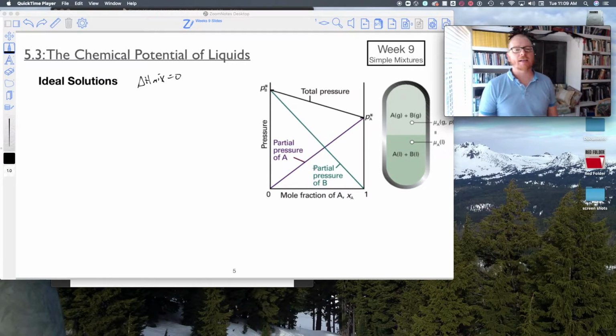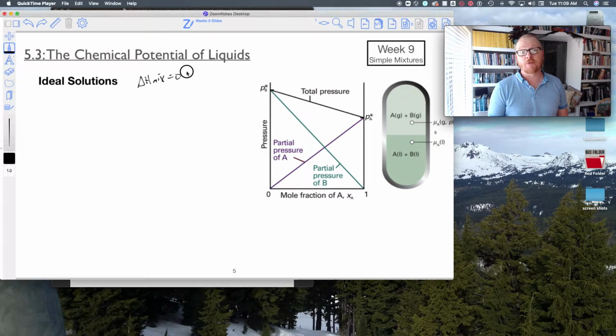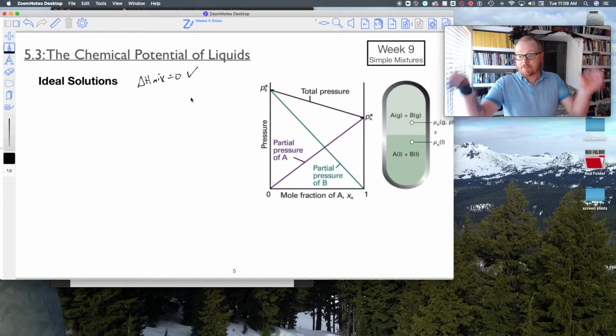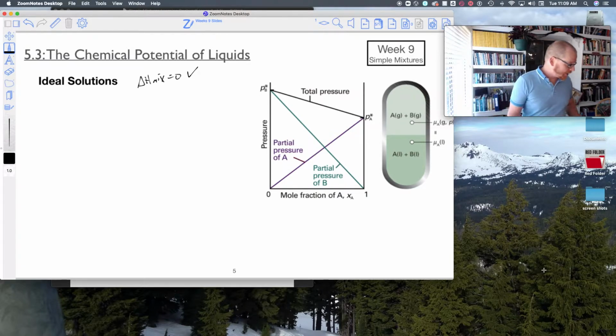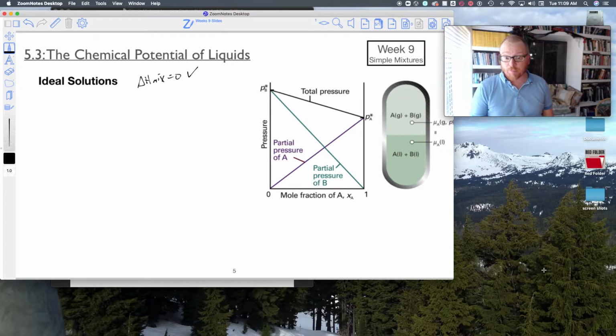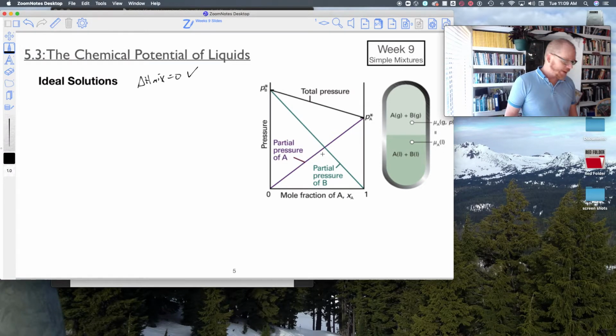So where I left off last time was discussing this idea of an ideal solution. And one of the criteria for an ideal solution is that the enthalpy of mixing is 0. So when we mix two things together, no heat is evolved or absorbed. That's one telltale sign of an ideal solution. There's a couple of more, mostly related to the vapor pressure, and you can see that's what I've got going on this graph. So let's talk about this for a bit.